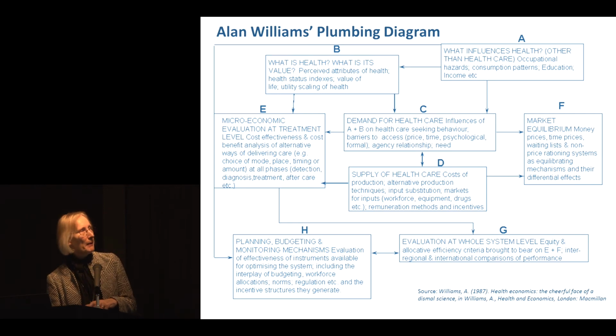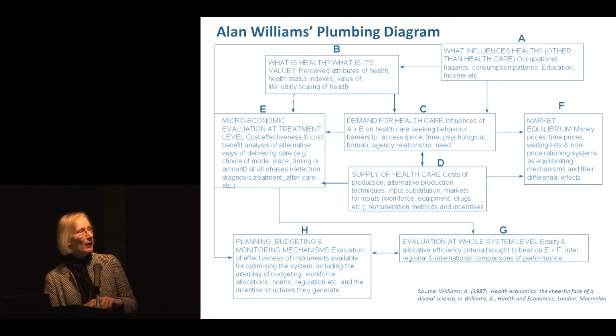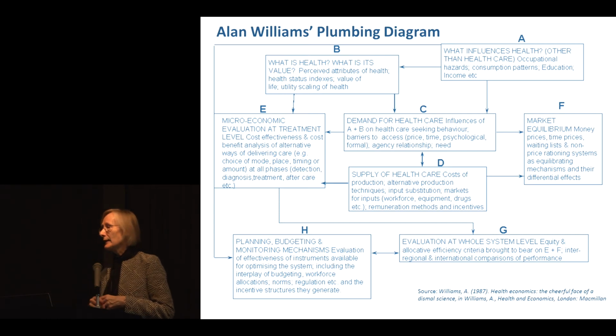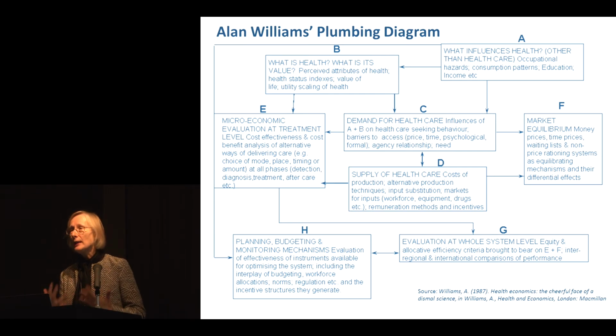So I've talked mainly in this talk about box E, microeconomic evaluation, about boxes C and D, the demand and supply of healthcare, and I've talked a little bit about G, the evaluation of the whole systems level. But there are many other important aspects of health economics. Box A, the question of what influences health in the first place. Should the health sector promote intervention in other sectors like education? What is the value of health, an important precursor to thinking about economic evaluation?